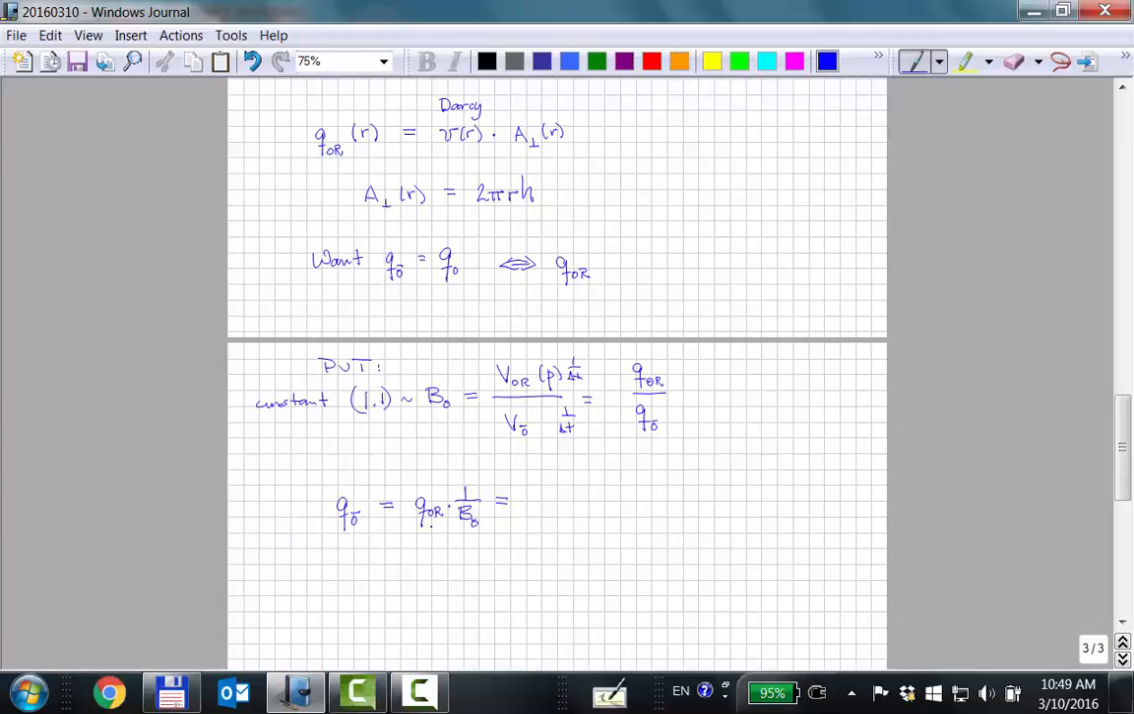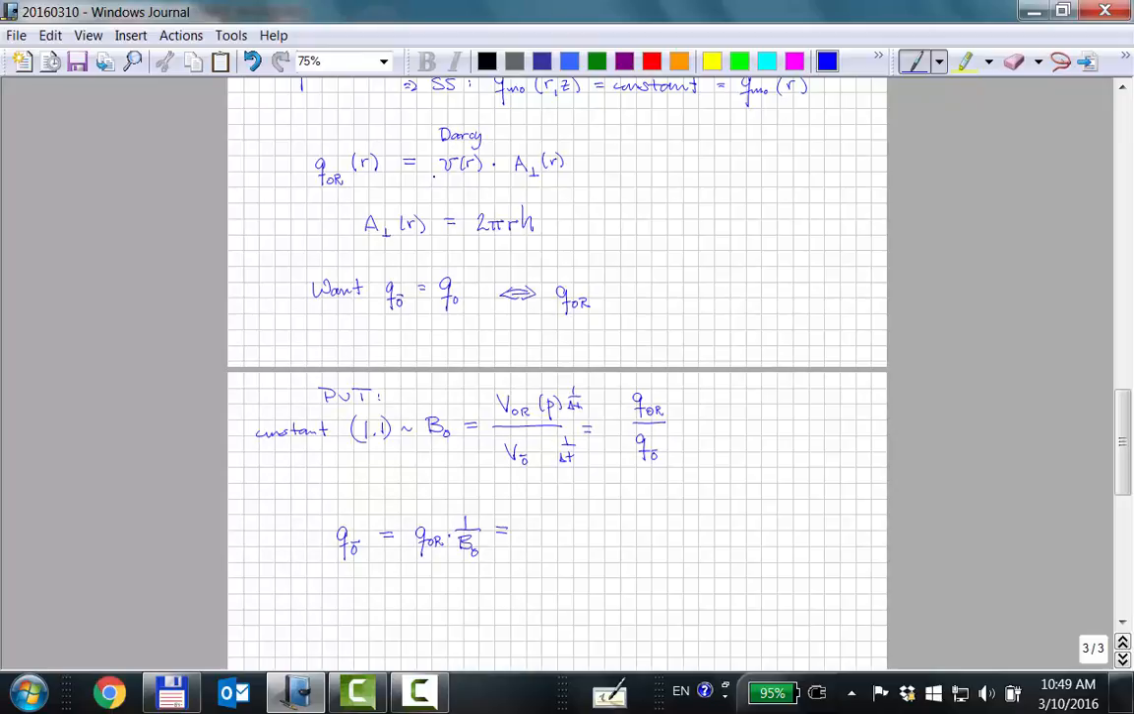But what's QOR? That we got up here. Put the Darcy equation in there. K over mu O dP dr, that's the velocity term, times 2 pi rH. That's this cross-sectional area. And then 1 over BO.